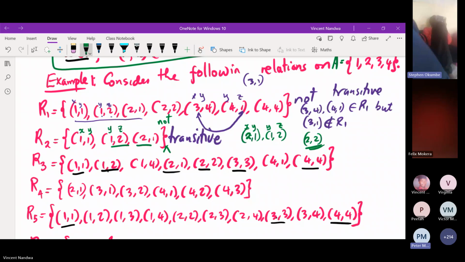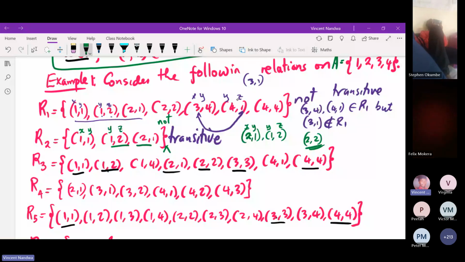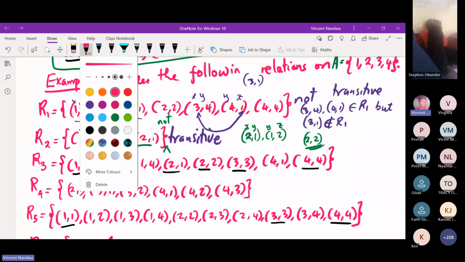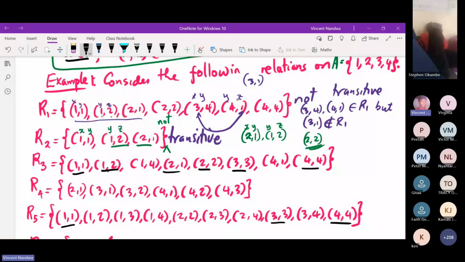Then R3. So R2 is not transitive. The reason is that 2,1 and 1,2 are in R2, but the element 2,2 is not in R2. Then R3, is it transitive or not transitive?